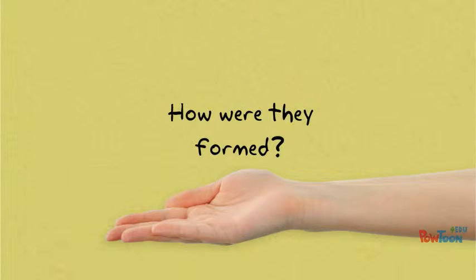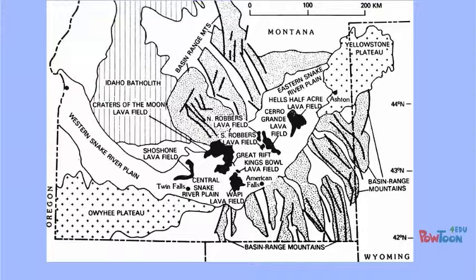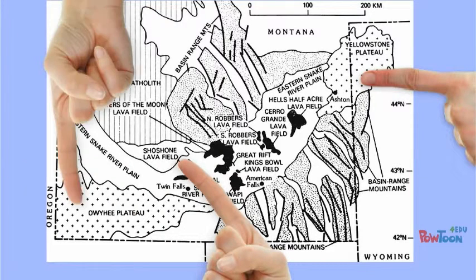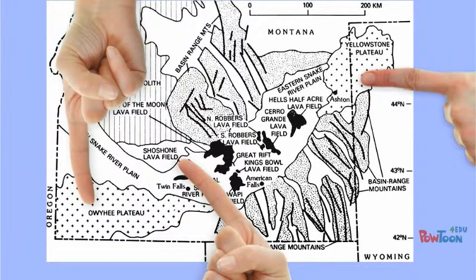The Owyhee volcanism was due to the Yellowstone hotspot, also referred to as the Snake River Plain Yellowstone hotspot, and is a volcanic hotspot responsible for large-scale volcanism in Oregon, Nevada, Idaho, and Wyoming.